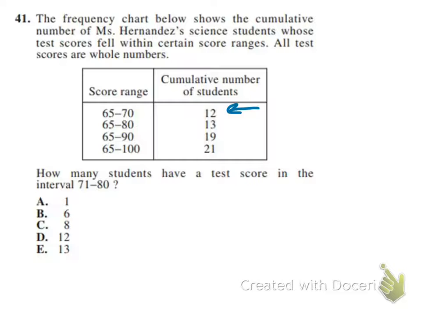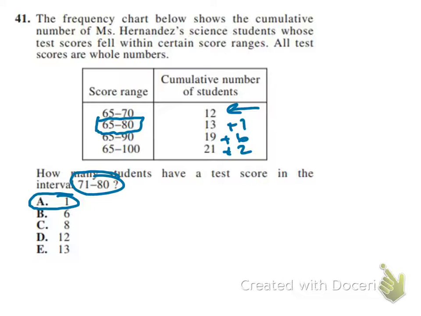So the next range adds which values? 71 to 80, right? How many additional people scored in that range? 1, right? It only added 1. Then we add 6 in this next range, and then we add 2 in the next range. So how many people scored between 71 and 80? Only 1 person. So that's how you read a cumulative frequency table.